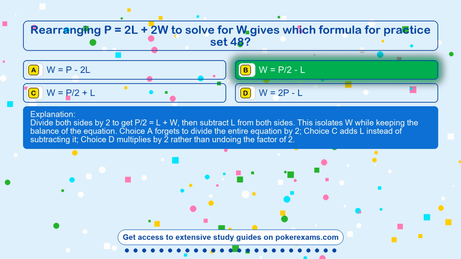Choice A forgets to divide the entire equation by 2, choice C adds L instead of subtracting it, choice D multiplies by 2 rather than undoing the factor of 2.